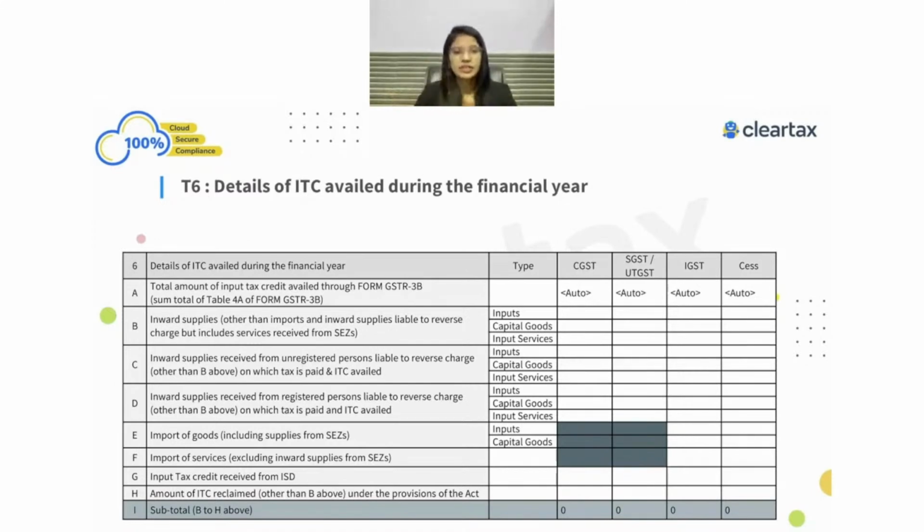At that time, the 180 days condition was not met, so you have done the reversals over there. There would be some temporary reversals also that you have done. So that part will not be included in 6A.